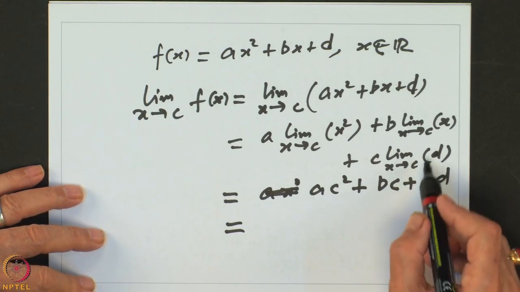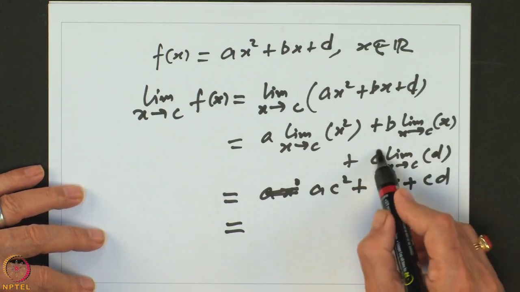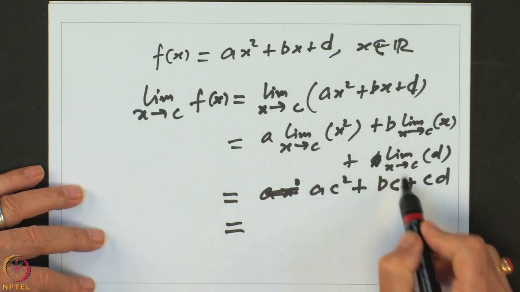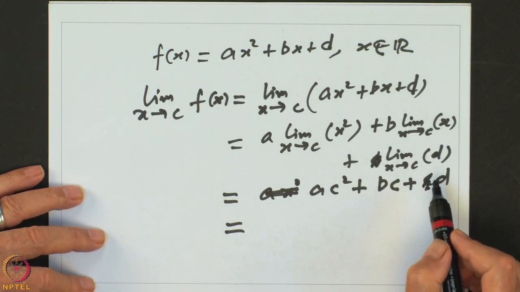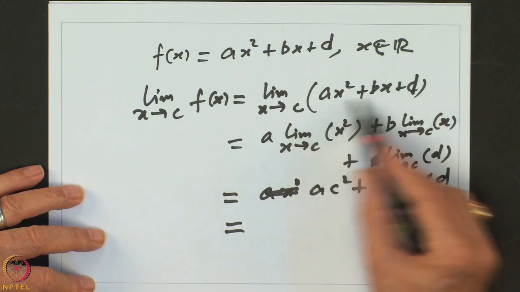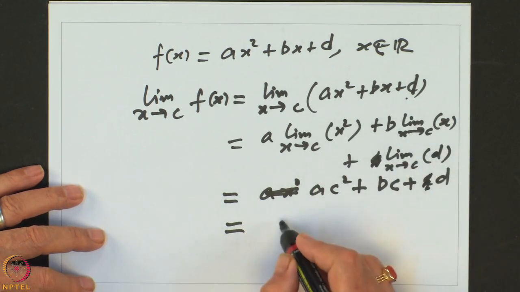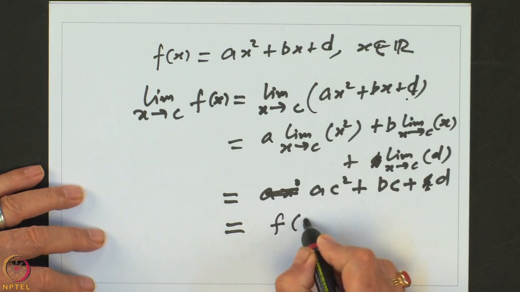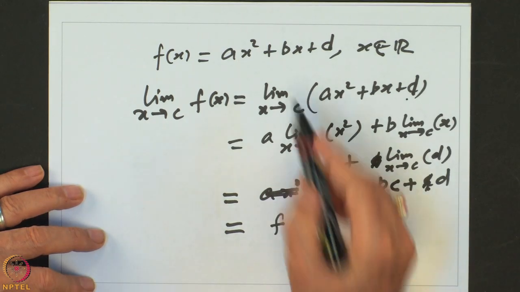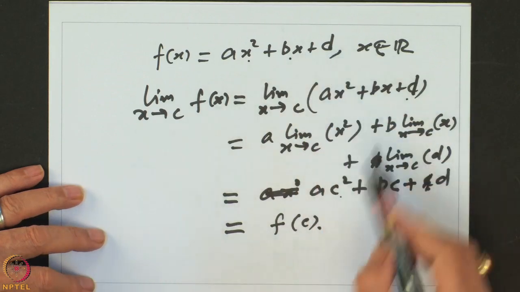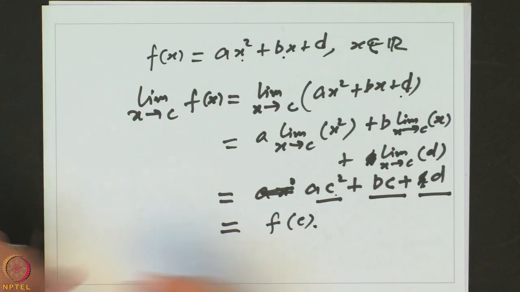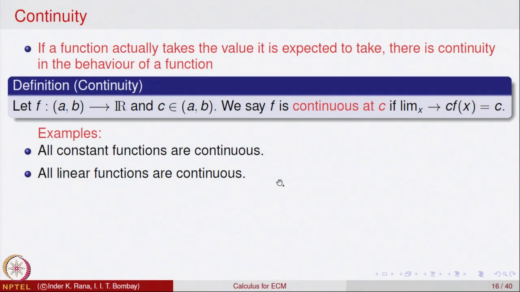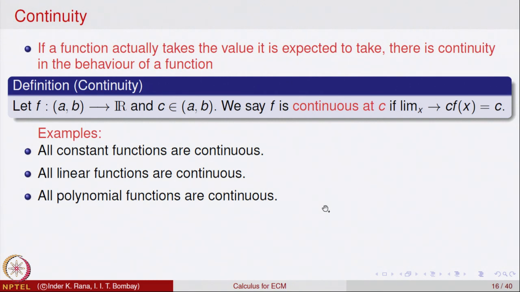There is no x here. The limit as x goes to c of d is equal to d only. So, the third term is d. So, that is equal to f at c again, a c square plus b c plus d. So, that is true, and that is also true for a general function. So, we can write that all polynomial functions are continuous.